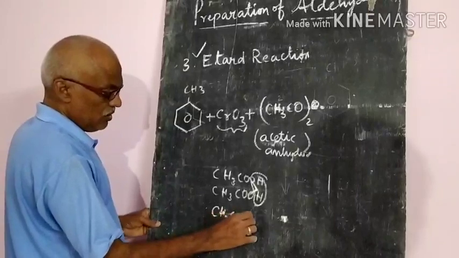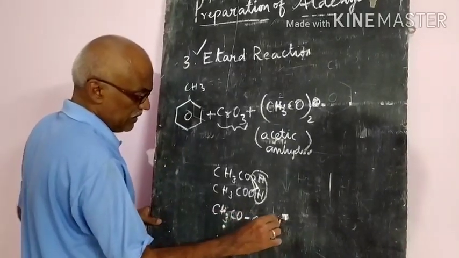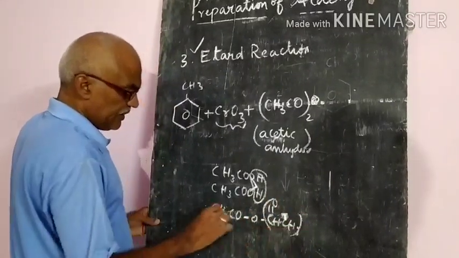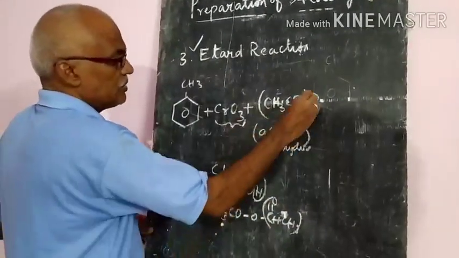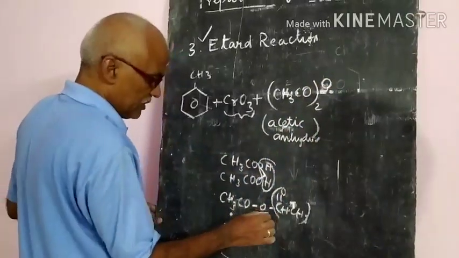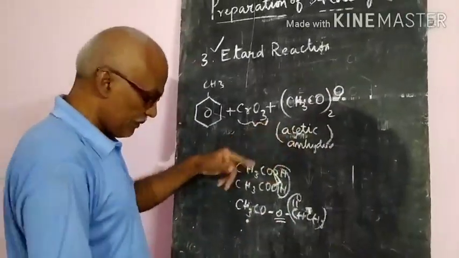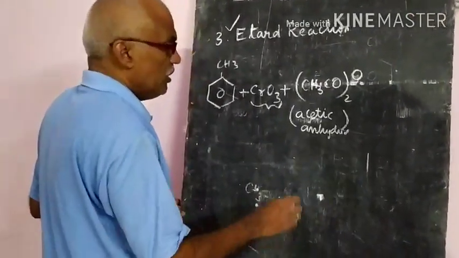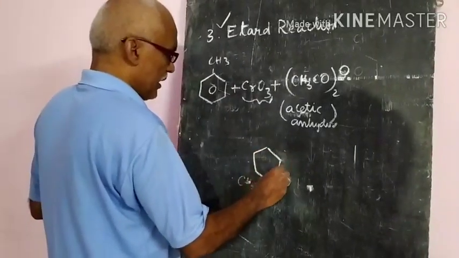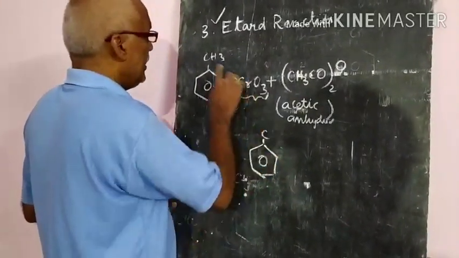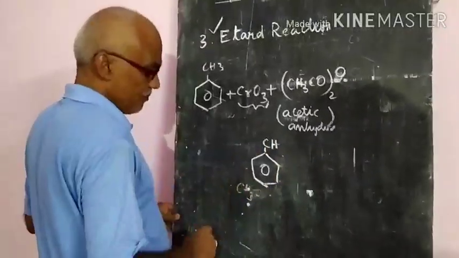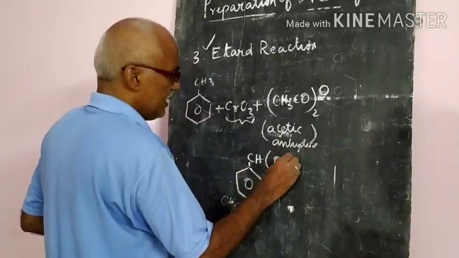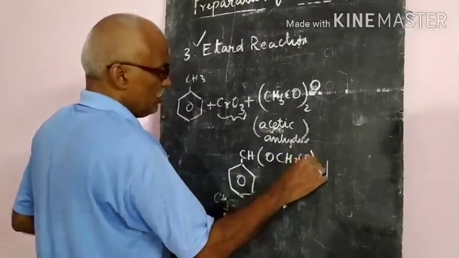CH3CO, again O, C double bond O, CH3. That means acetic anhydride is to be written like this, where O is the other oxygen. In the presence of acetic anhydride, it also gives an intermediate compound. What is that intermediate compound? You can write it down easily. Here C6H5CH, and again from this acetic acid, (OCOCH3) twice.